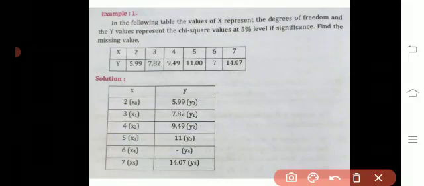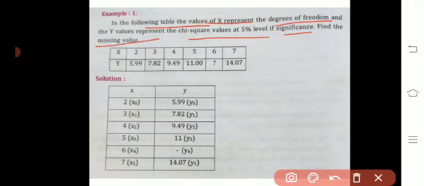The example is the following table. In the following table, the values of x represent the degrees of freedom and the y values represent the chi-square values at 5% level of significance. Find the missing value. Whether it is a chi-square distribution or degrees of freedom doesn't matter.